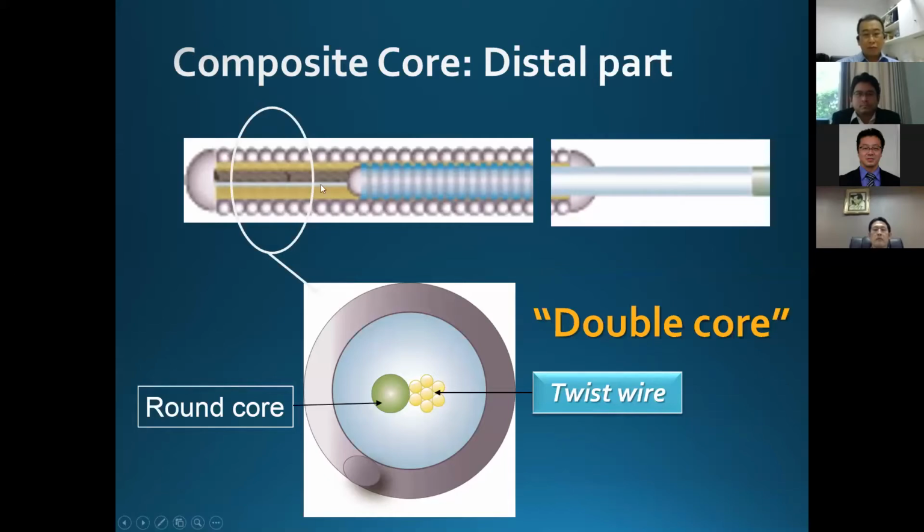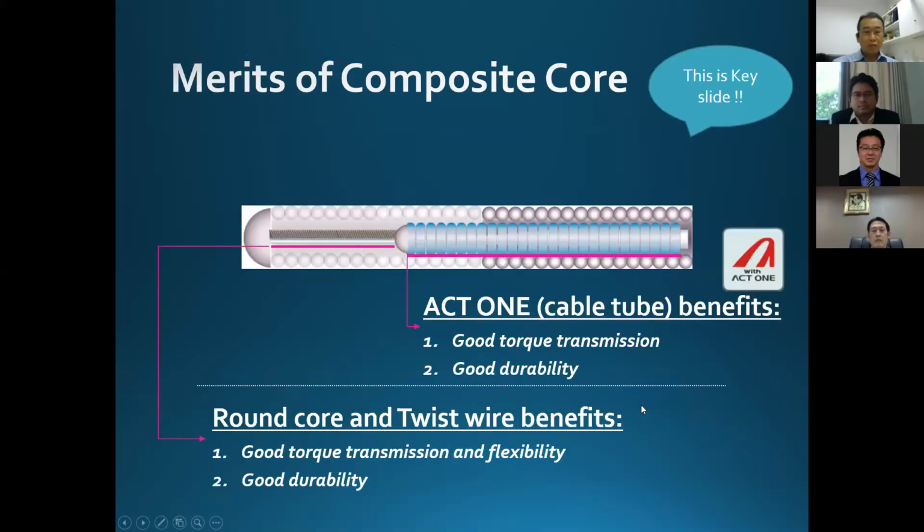The distal part includes not only the core wire, and additionally the twist wire in this distal part. It looks like a double core. And basically, as you know, the round core has good maneuverability, good transmission efficacy, but additionally, this twist wire has good efficacy. And this is one of the key slides of this lecture, made of the composite core.